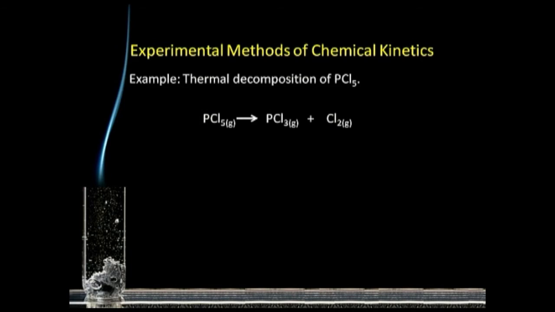PCl5 decomposes to give PCl3 plus Cl2. As the reaction progresses, for every molecule of PCl5 that decomposes, two gaseous product molecules are formed. Hence, the total system pressure increases as the reaction proceeds. Measurement of the increase in pressure as a function of time provides information on reaction kinetics.